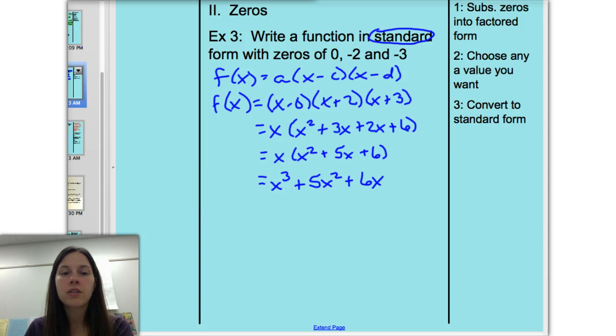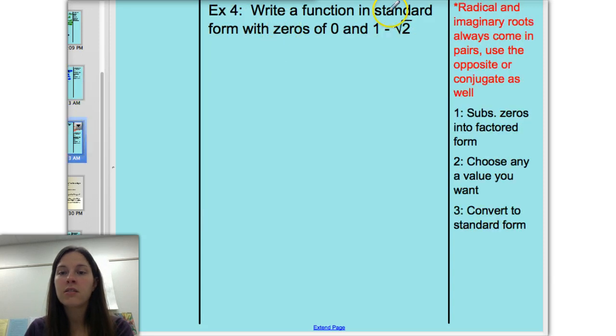Our next example is quite a bit more complicated because our zeros now are under a radical. So note this note off to the side that's in red, kind of important. Radical, and when we get to imaginary roots in section 4, they always come in pairs. So that means you need to use the opposite or the conjugate. Depending on if it's a binomial, you need to use the conjugate. If I had just told you that the 0 was the square root of 2, we would use the opposite.